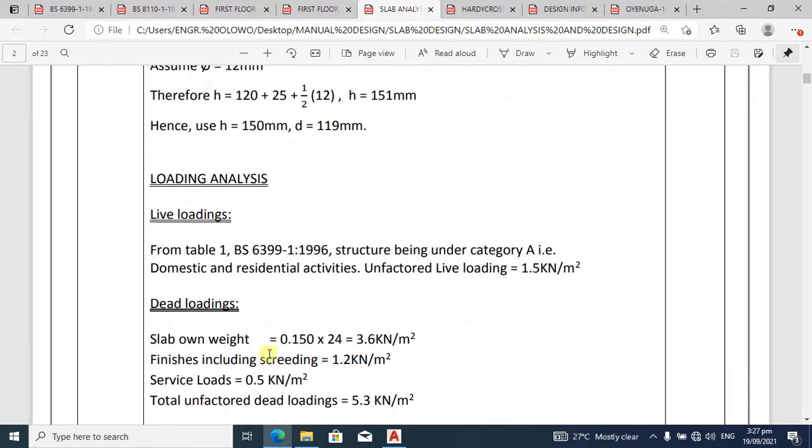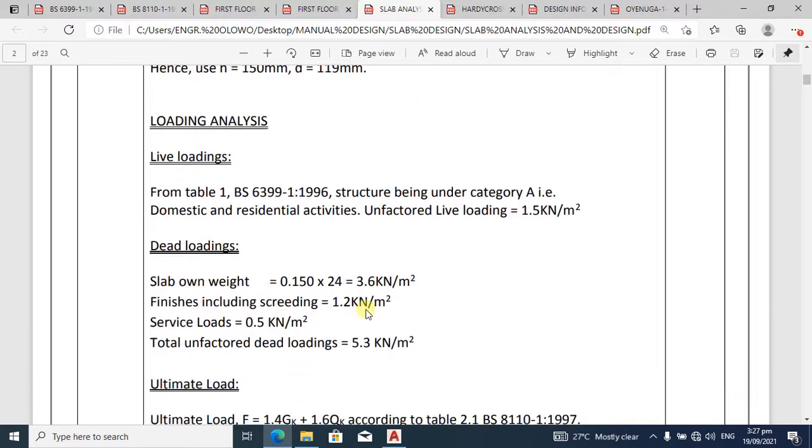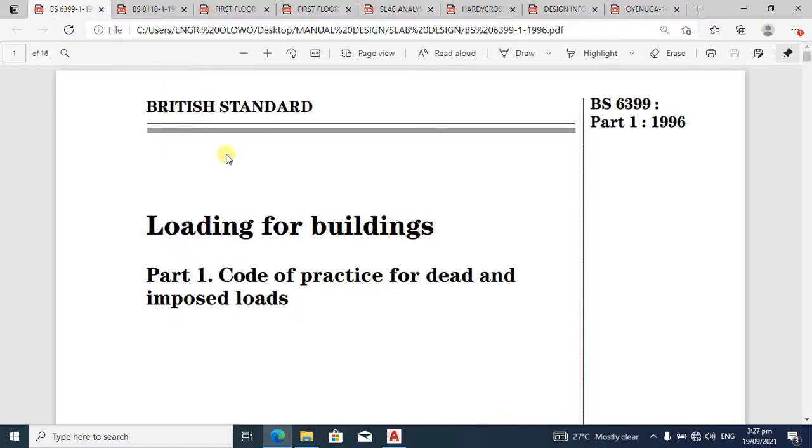Now from here we are going to do our loading analysis. What is the value of our live loading? What is the value of our dead loading? For the live loading, we are going to look into a table in the BS code. This time around we are going to check BS 6399 part 1 1996.